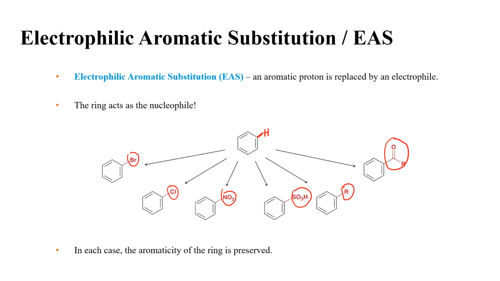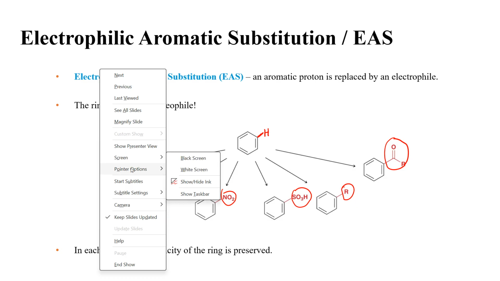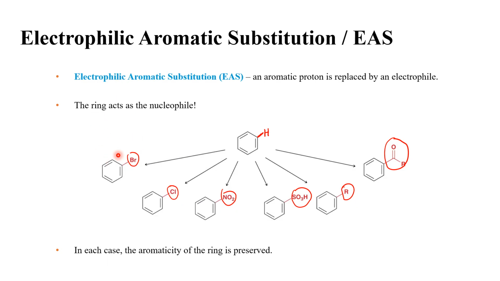We're going to talk about each one of them, but they're all classes of electrophilic aromatic substitution reactions. Notice I said that the Br is an example of an electrophile, but what is the nucleophile? The ring acts as a nucleophile. And notice in every single case that aromaticity is preserved.